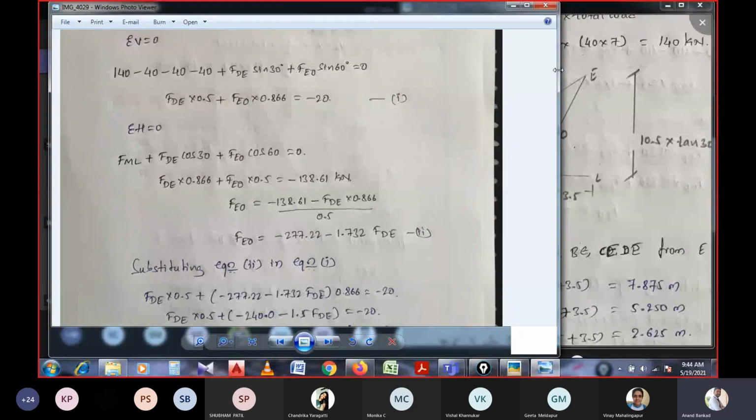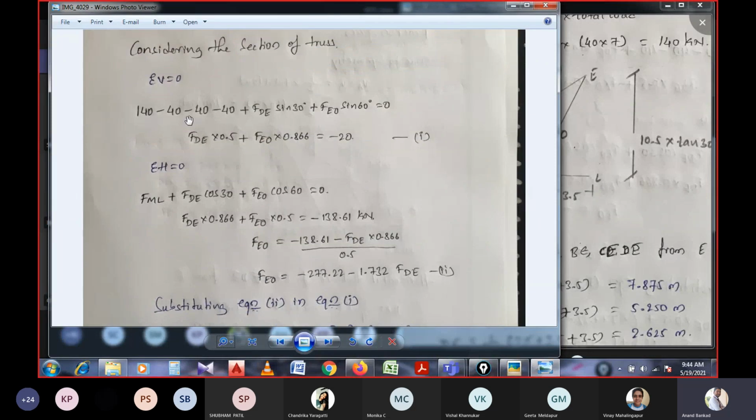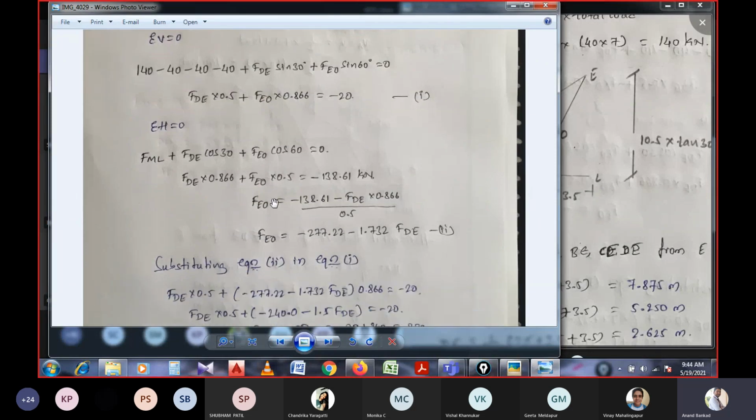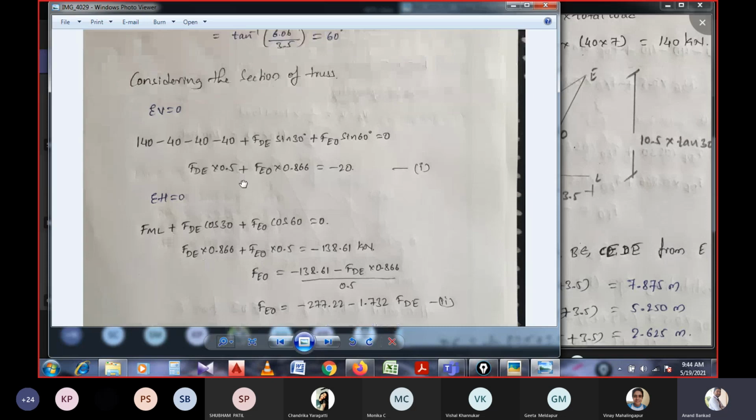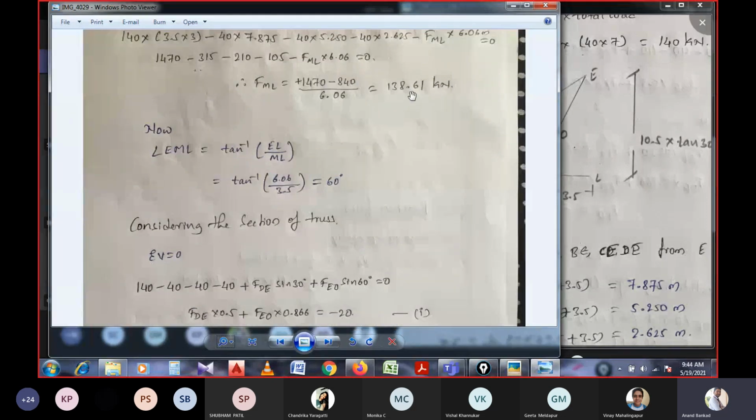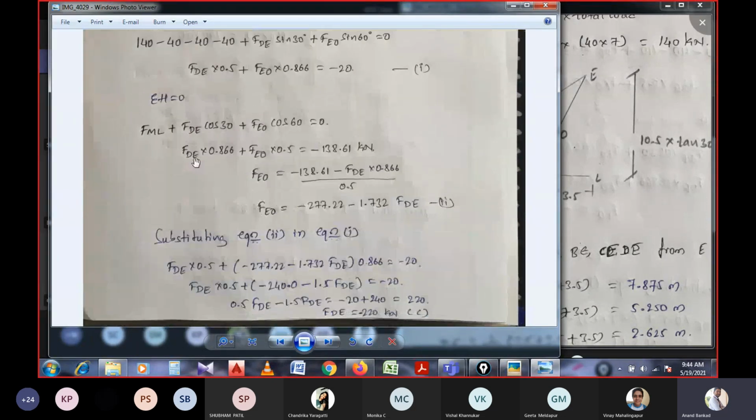So here, once you have written the vertical forces and horizontal forces, you can observe which force can be eliminated and which force can be calculated by referring to these two equations. Here FDE cos 30 is 0.866 and cos 60 is 0.5. And FML we have already calculated as 138.61, which is written over here. This is taken to the right side with a negative sign, that is minus 138.61.